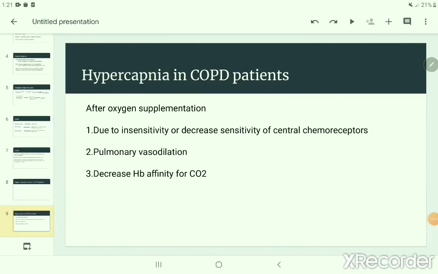So in a nutshell, we can say that oxygen supplementation in a COPD patient can cause hypercapnia, which means increased carbon dioxide in the body, by three mechanisms. Number one is due to decreased sensitivity of central chemoreceptors, which affects the respiratory rate. The second one is pulmonary vasodilation, which diverts the blood from the well ventilated regions to the improperly ventilated regions. And the other one is decreased affinity of hemoglobin for carbon dioxide, which results in decreased transport of carbon dioxide from the tissues to the lungs.